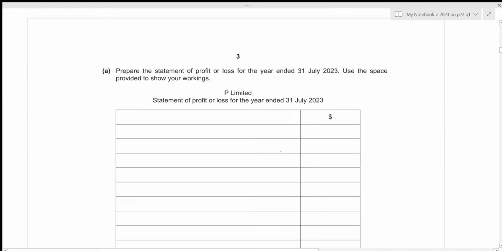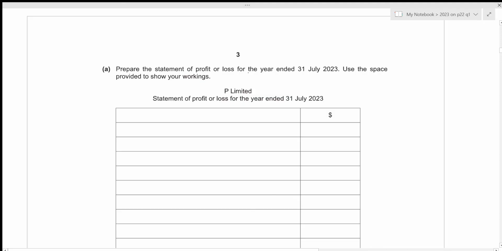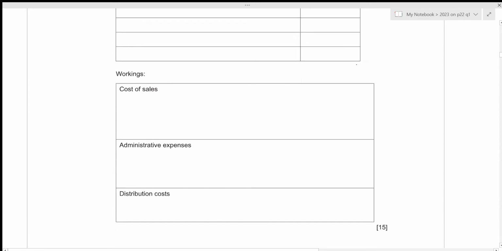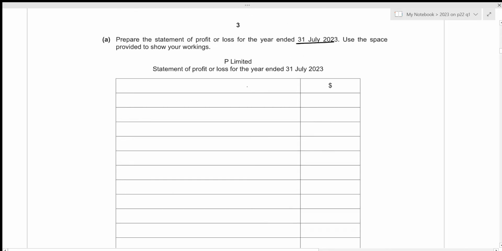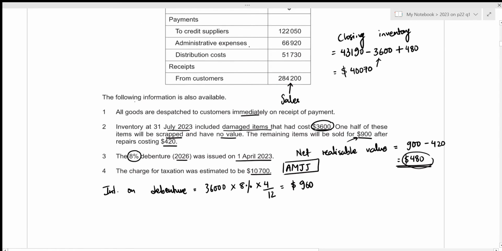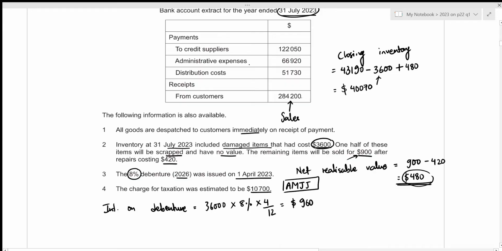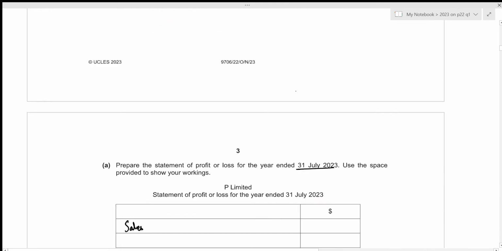All right. Now we need to prepare the statement of profit or loss for the year ended 31st July 2023. We need to use the space provided to show our workings. Okay, we need to show our workings for cost of sales, administrative expenses, and distribution costs. This is a statement of profit or loss, which means that we first start with our sales value. And we've already concluded that the total receipts from our customers will be our total value for sales. So that's just going to be 284,200.